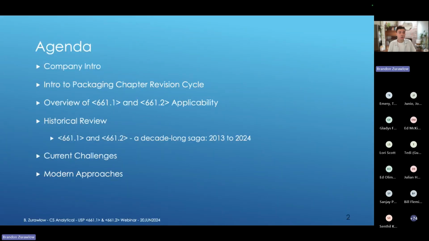So this is the agenda for the presentation today. I'll leave this here just for a moment so you can familiarize yourself with the approach that we'll take.